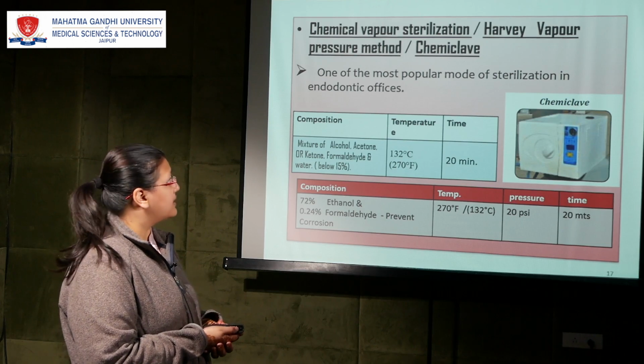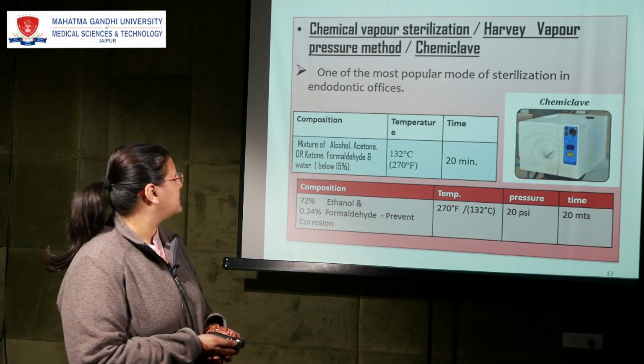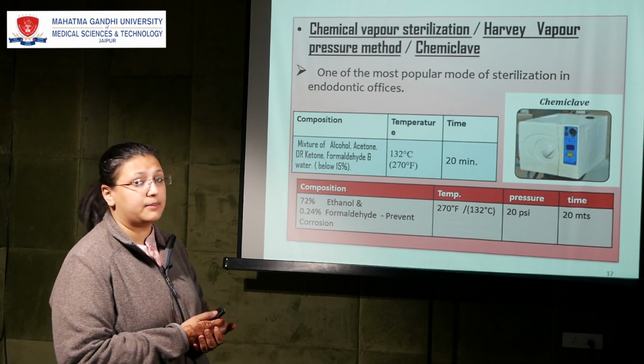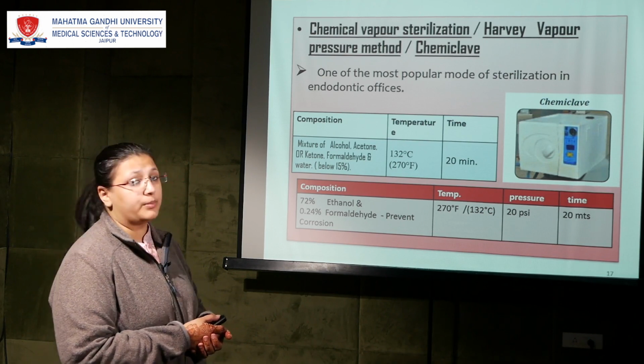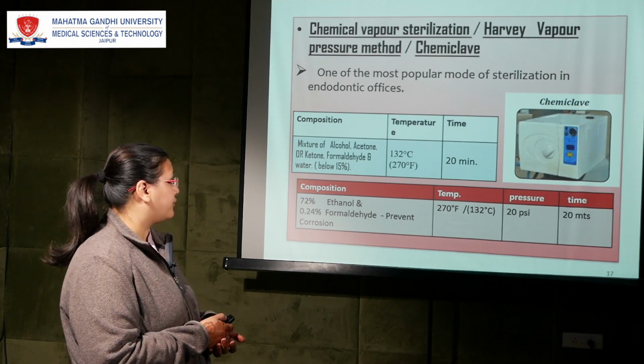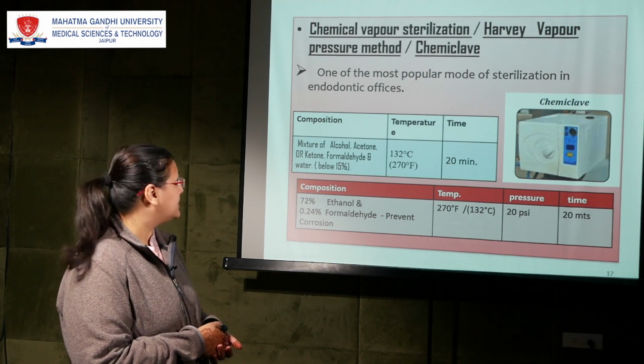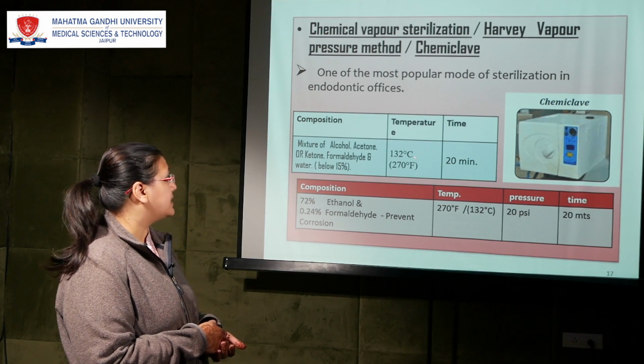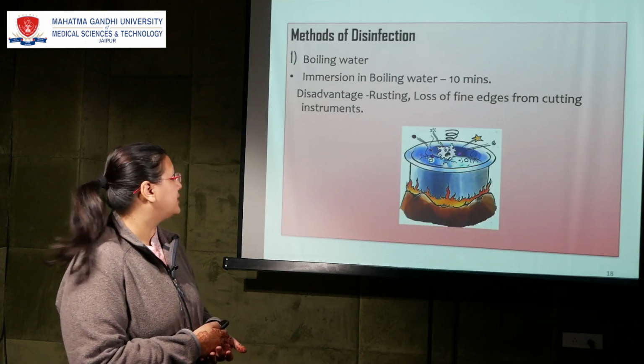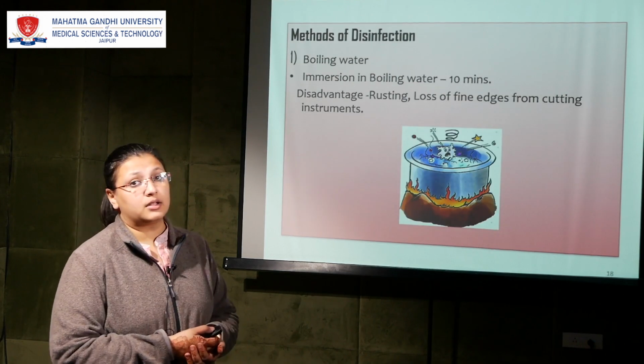Chemical vapor sterilization, which is also known as Harvey vapor sterilization pressure method or chemiclave, is one of the most popular methods of sterilization in the endodontic office. Here a mixture of alcohol, acetone or ketone is used at a temperature of 132 degrees Celsius for 20 minutes. Now comes the methods of disinfection.